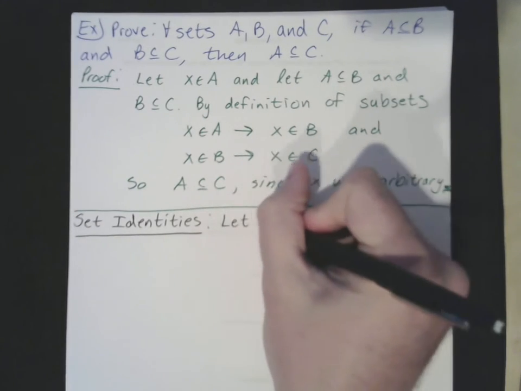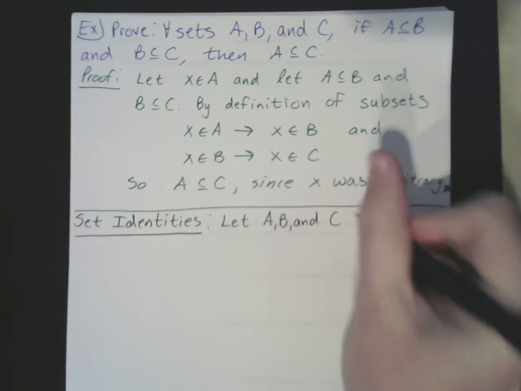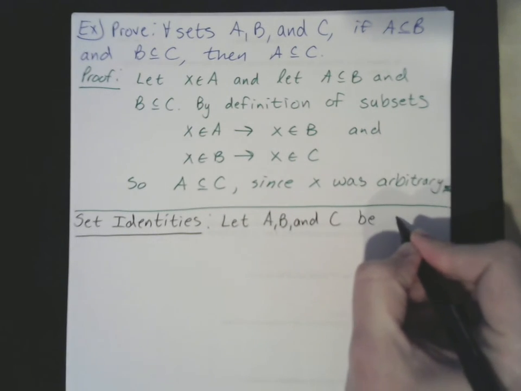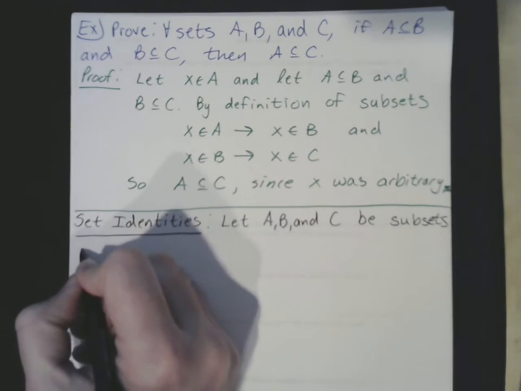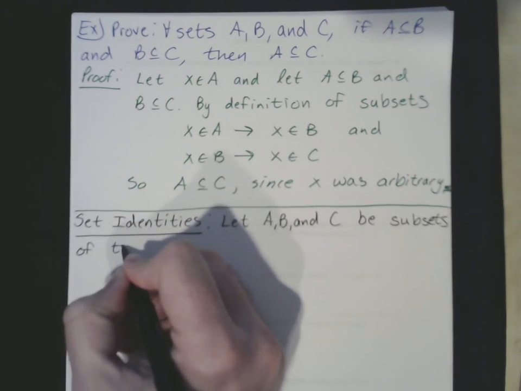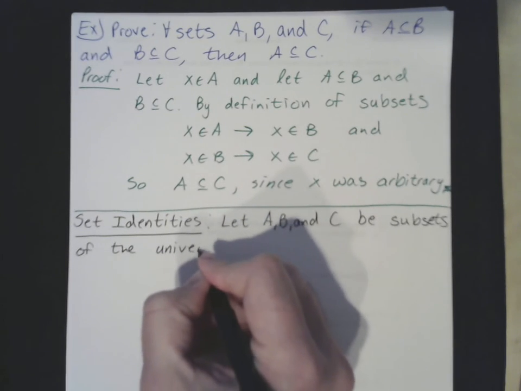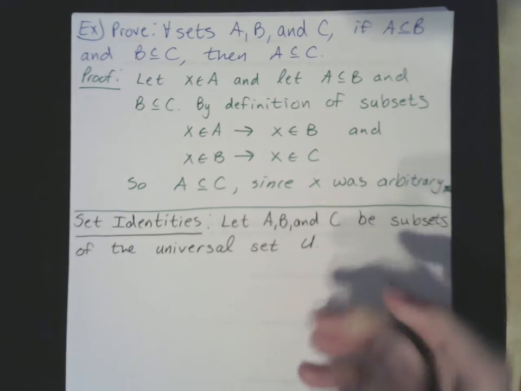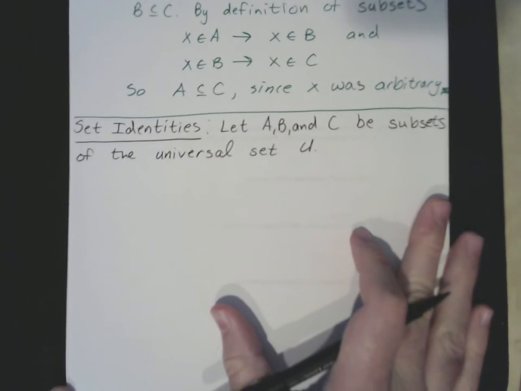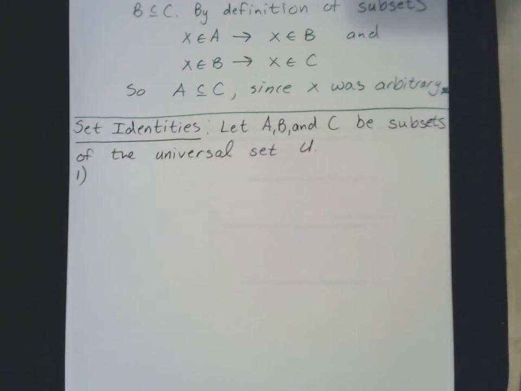And we're going to let A, B, C be subsets of the universal set U for our set identities. And like I said, we have a whole bunch of these. Now we're just going to list them out. I have about 12 of them here.